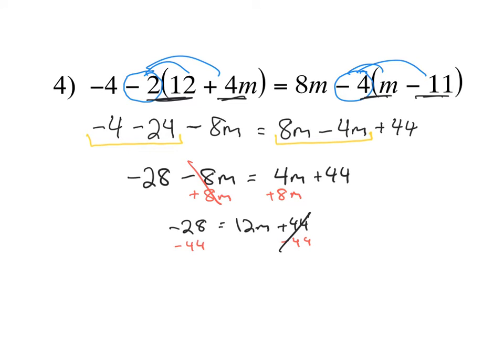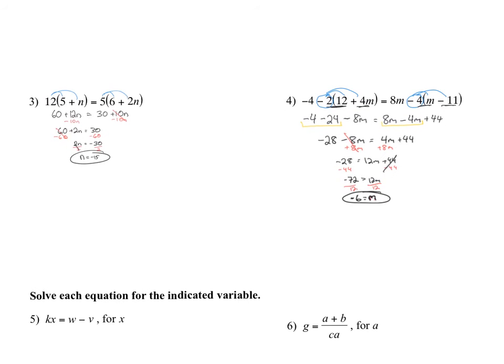And it looks like we are going to have 12m on the right side. On the left side, negative 72. All right, divide by 12, divide by 12. And we're going to get m equals negative 72 divided by 12. Go ahead if you would like to use a calculator. I'm going to just get a calculator, double check. 6, but it is negative. So negative 6. And there you go. All right, so that's what that looks like.